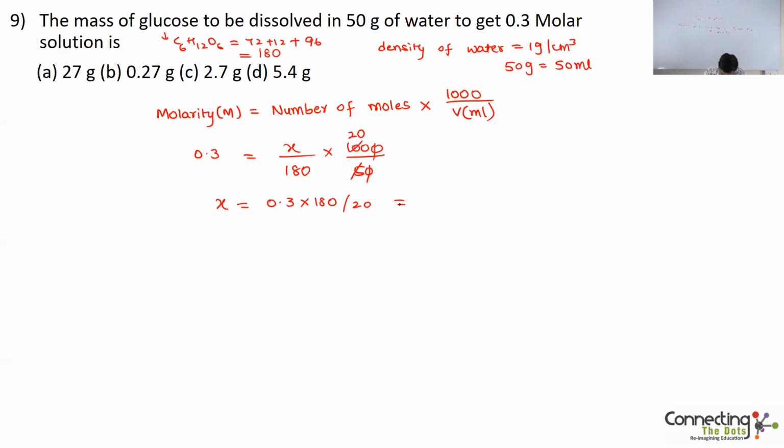So is equal to how much? Let us calculate that. 0 goes off, 2 nines are 18. So it will be 0.3 times 9, which is approximately equal to 2.7 grams. So option C will be the correct answer.